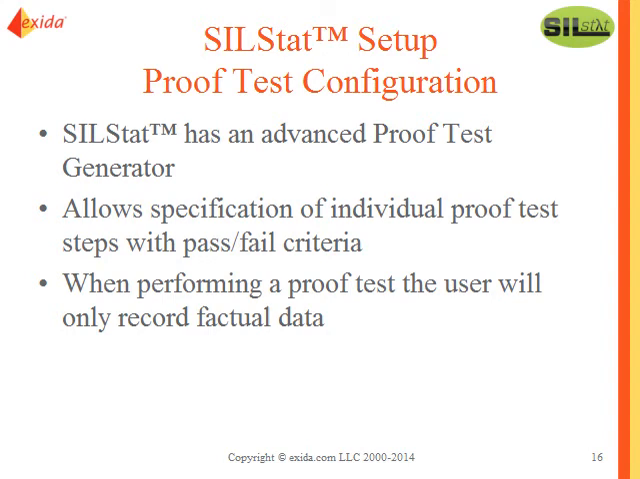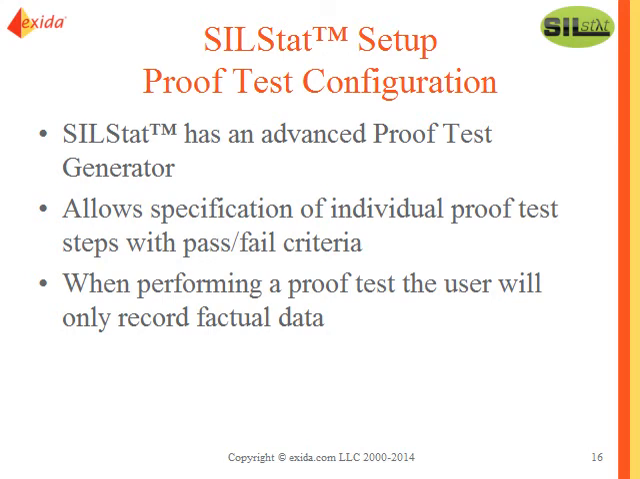So one of the things that we've implemented in SILStat is a pretty advanced proof test generator. It will allow you to specify individual proof test steps with pass-fail criteria. In some cases, this means that you will have to update your proof test steps. Instead of saying measure a certain value and ensure it's in a certain range, you'll have to say measure the value and record the value. So in some cases you have to modify the proof test steps a little bit so they can really be answered by a certain pass-fail criteria.